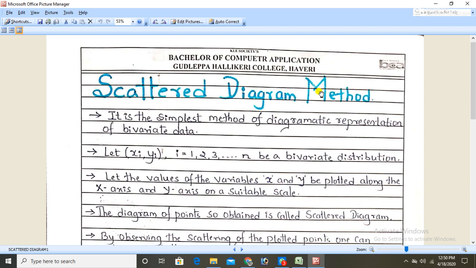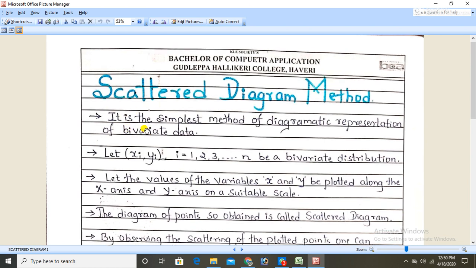First of all, it is the simplest method of diagrammatic representation of two variables. Here it is given as bivariate data, the diagrammatic representation of two variables such as x and y. Here it is given as (xi, yi), where i is 1, 2, 3 up to n. Bivariate means two-variable distributions. The two variables are nothing but x and y.